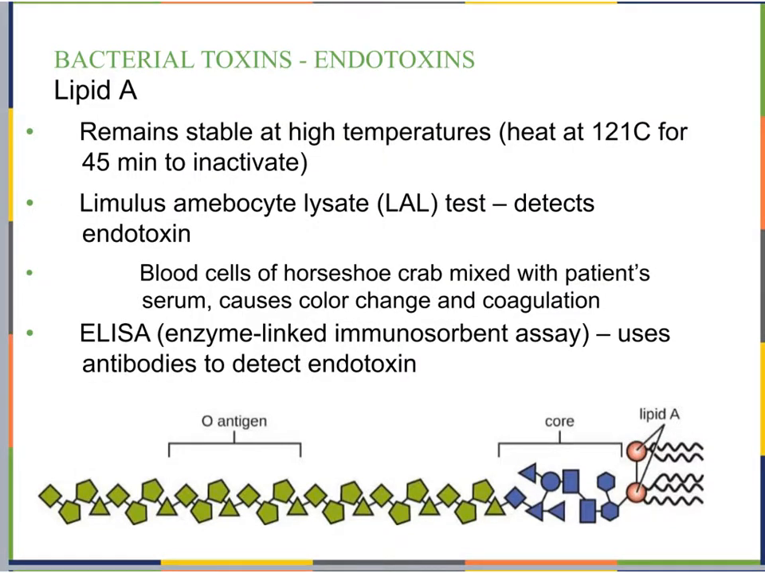So if we take a closer look at this lipid A, the lipid A piece here remains stable at high temperatures. At 121 degrees C is where it has to be in order for it to be destroyed or inactivated. Remember that 121 degrees C is where we have our autoclave set. So when we're trying to kill bacteria, we can kill our gram-negative bacteria at that 121 degrees C. And that's how we can inactivate that endotoxin.